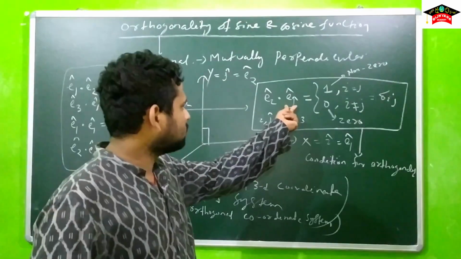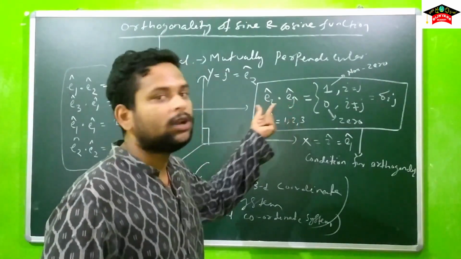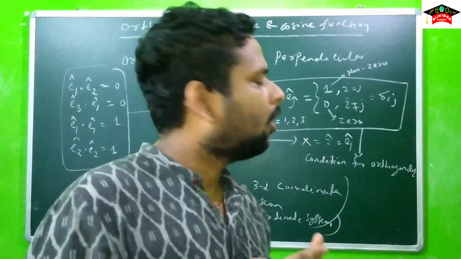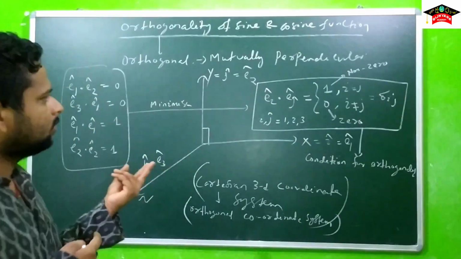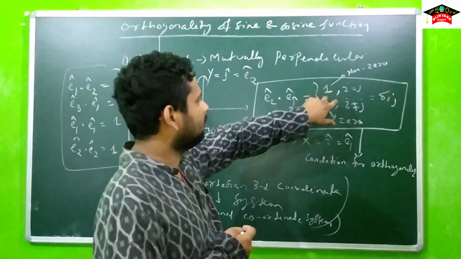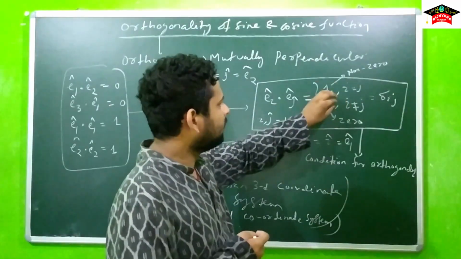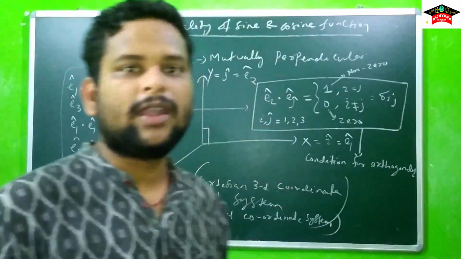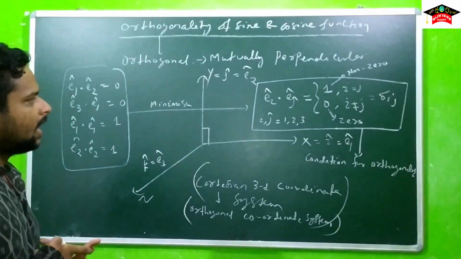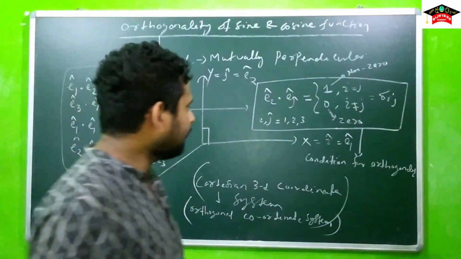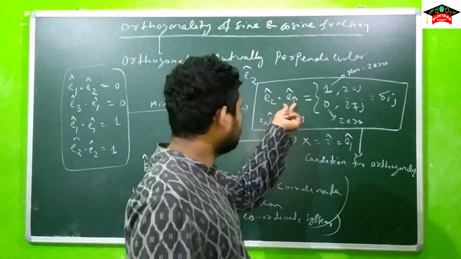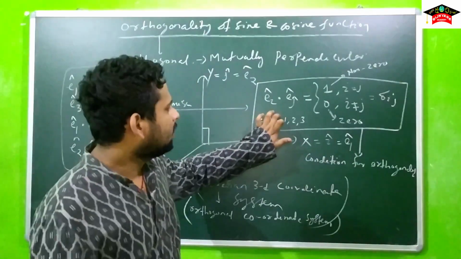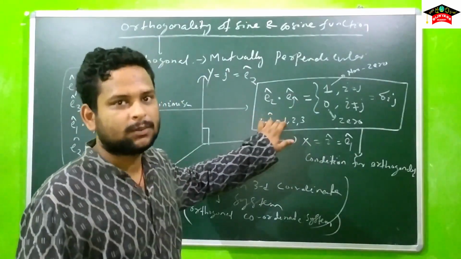If any two functions, on a suitable operation, give two values, either 0 or another that is non-zero, this may be 1, this may be 2, this may be 3. So this is a non-zero value. One is a 0 value and another is a non-zero value. If you get two different values, one is 0 and another non-zero, then we can say that the two functions are orthogonal to each other, or this condition is called orthogonality of functions.